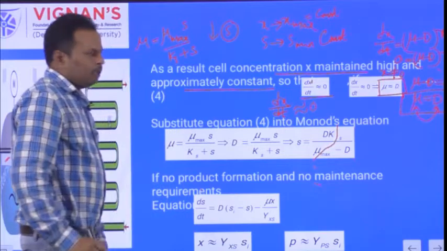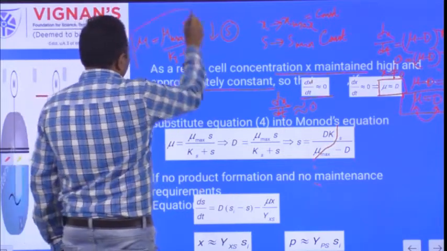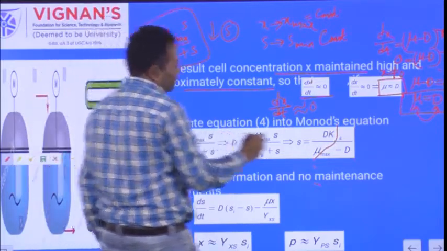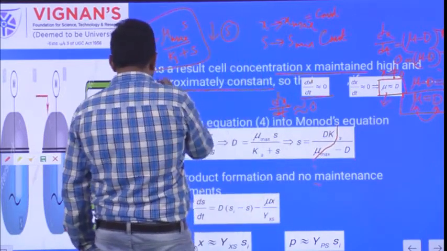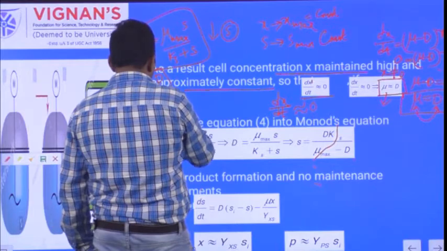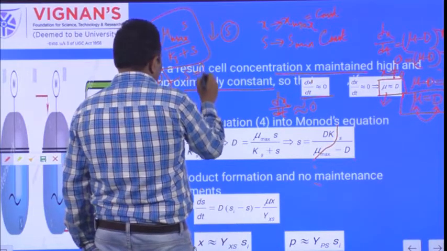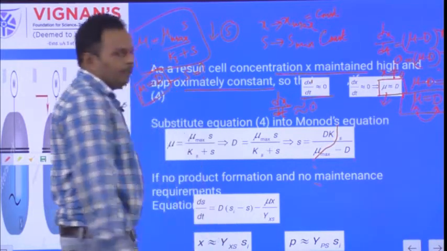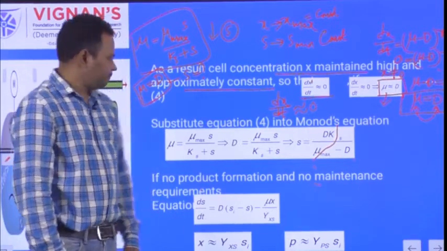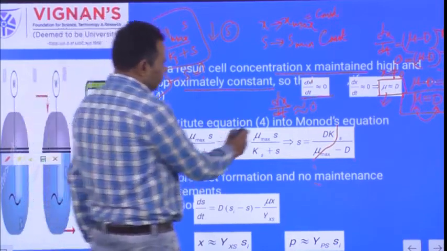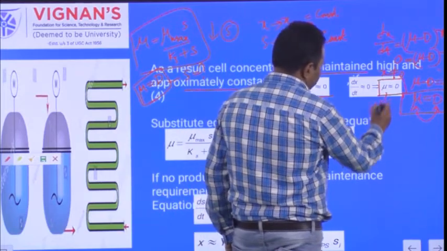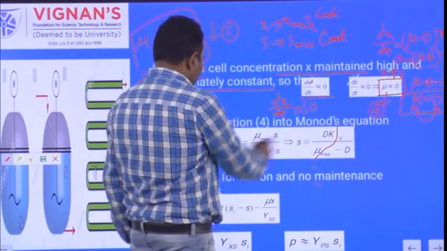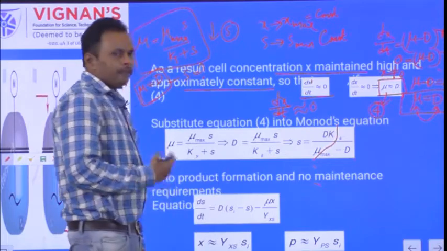Now combine the Monod equation with the mu is equal to D equation and find the S value. S is the substrate concentration within the fed batch fermenter as a function of time. Substitute equation 4, mu is equal to D, into the Monod equation, and solve for S.